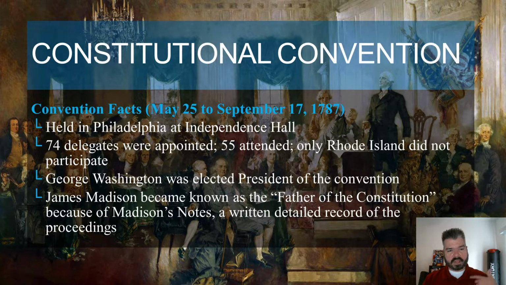George Washington was elected president of the convention, and James Madison became known as the father of the Constitution because of the notes he took during the convention, and he provided a handwritten, detailed record of the proceedings. Interesting enough, though, real quick, just to note this, James Madison also penned the Bill of Rights.